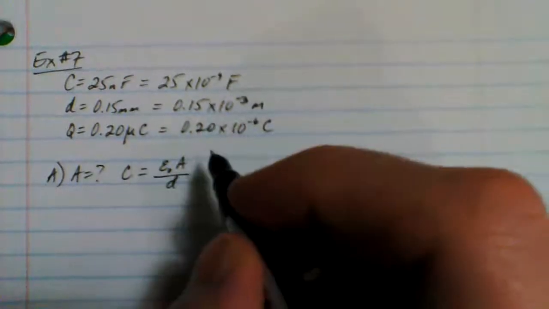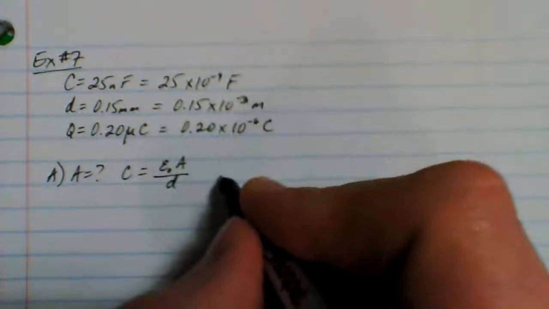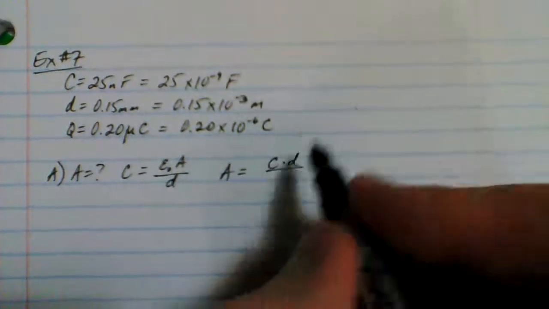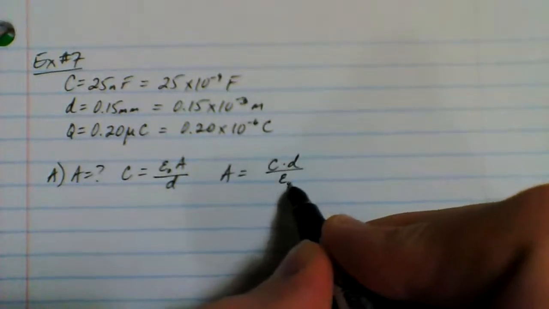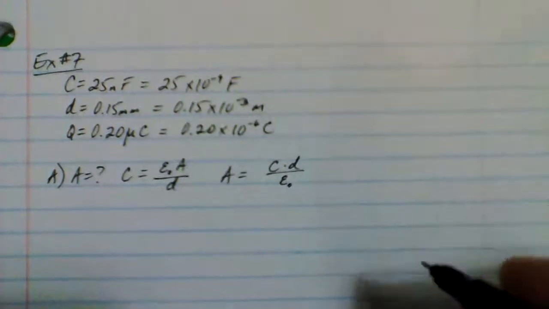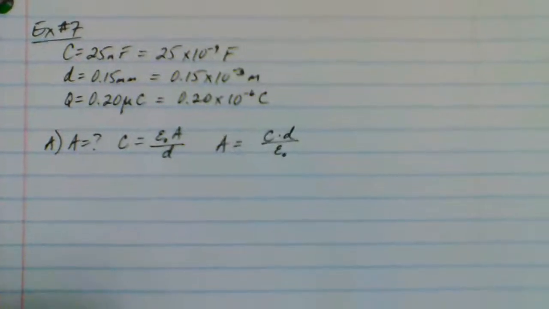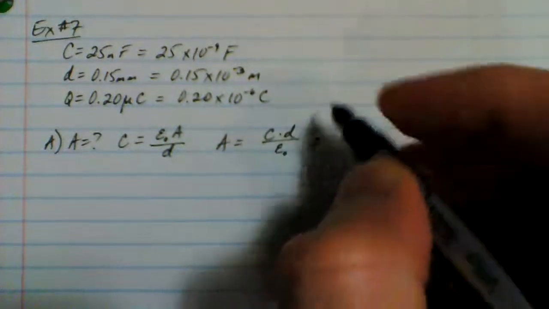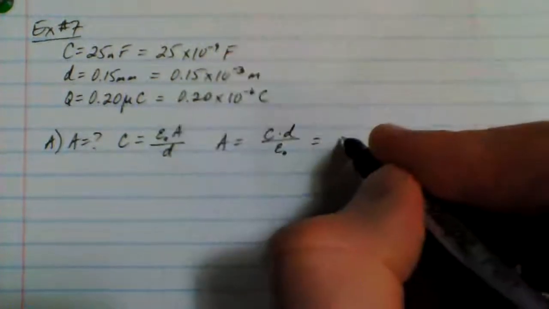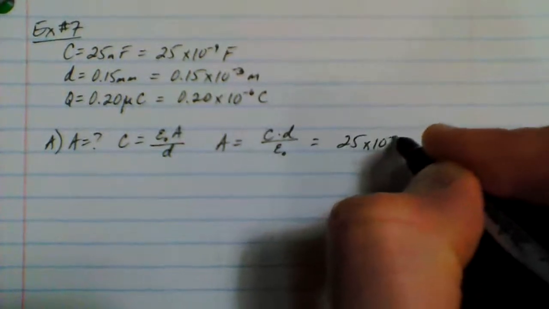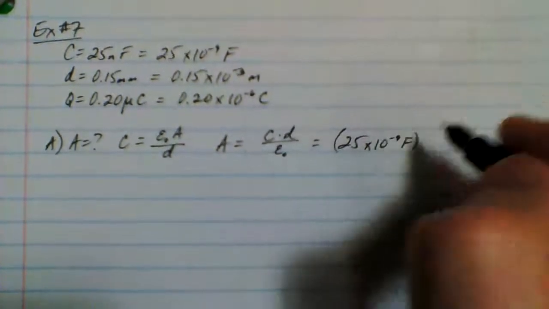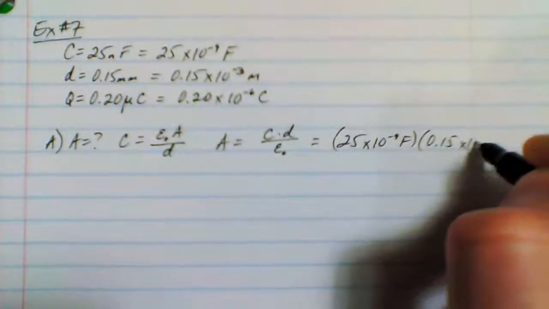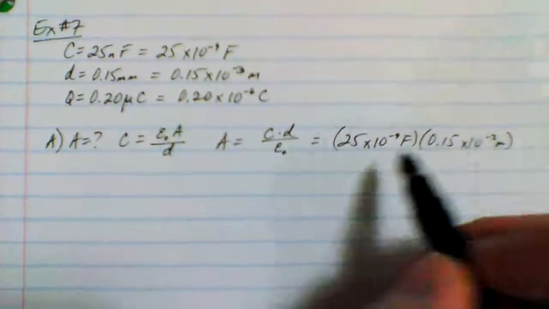So I'm going to go ahead and solve this in terms of the area because that's what we're looking for. So you know that the area is equal to the capacitance times the distance between the plates of the capacitor, divided by epsilon naught. All right. So our next step is going to be to go ahead and plug those values in. So we get equals capacitance is 25 times 10 to the negative 9th farads. All right, the distance between the plates is 0.15 times 10 to the negative 3rd meters.